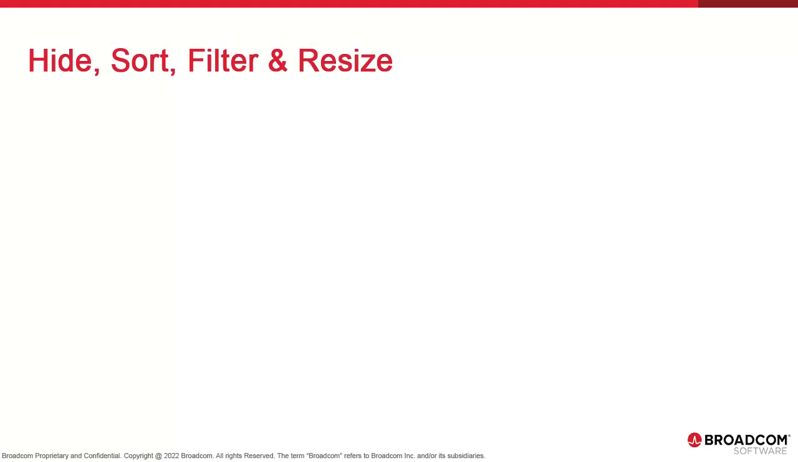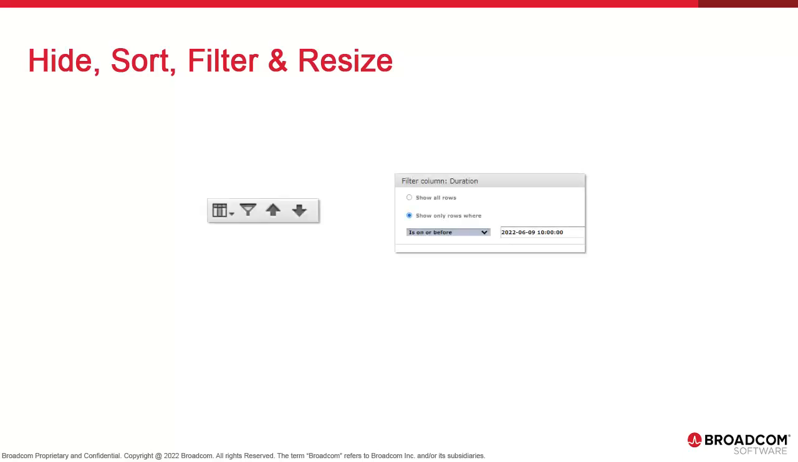This is the continuation of Navigation Part 1. Every report can be modified to suit your needs. In this next module, we look at the functions for removing columns from display, sorting, filtering, and resizing. We start with the report icon, which leads to the hide subfunction, the filter icon, and the up and down arrows for sorting up and down.